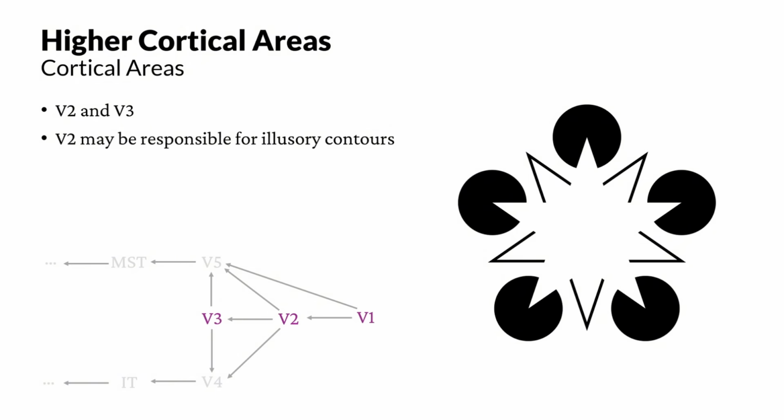V2 may be responsible for illusory contours. For example, do you see a star here? I believe most of us would see a star, but actually our brain is being fooled. There's no star here. There are only 5 Pac-Mans and 5 angles here. The illusory contour of a star may be created by V2.